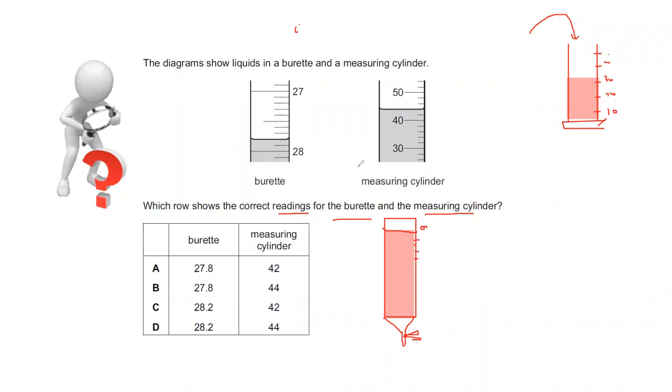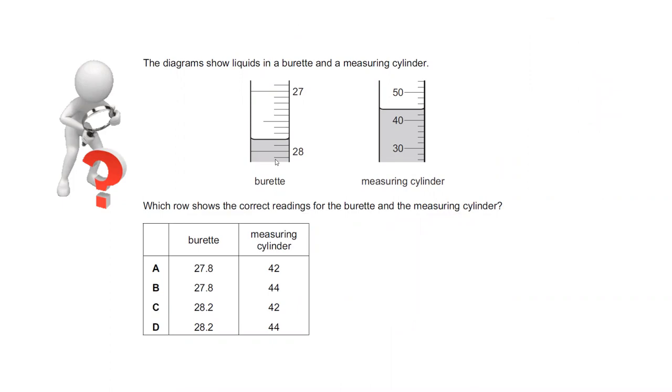What could be the right answer when you read the scale? The right answer for this one is B. But why is B the right answer? I told you a burette is accurate to 0.1. So this is 27. After 27, the first line will be 27.1, then 27.2, 27.3, 27.4, 27.5, 27.6, 27.7, and 27.8. The volume of the liquid which is removed, because we normally remove the liquid, or the reading of the burette, is 27.8.